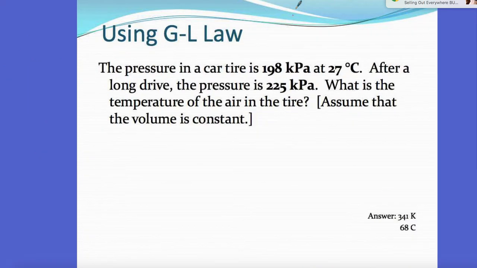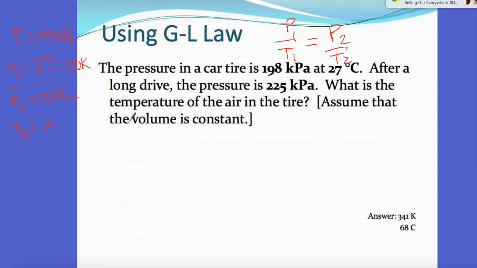One more for Gay-Lussac's law. Write down our given, the pressure in the car tire. 198 kPa. Okay, T1 equals 227. And let me write down what that is. Temperature in the car tire is 300 Kelvin. The hardest part is for me finding it on my paper. And then P2 is given at 225 kPa. And now we want to know T2.